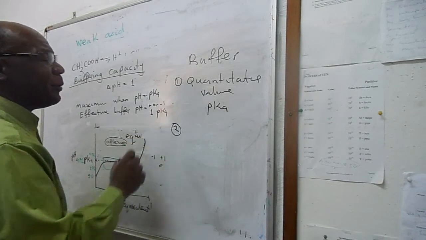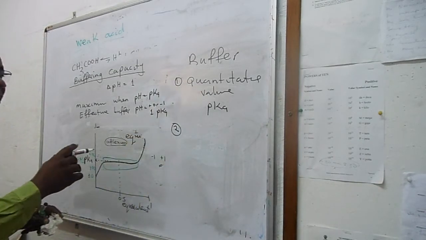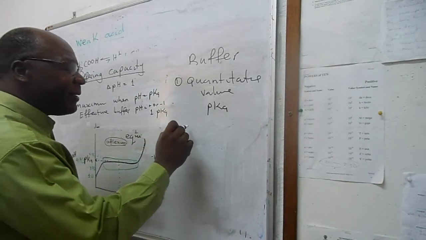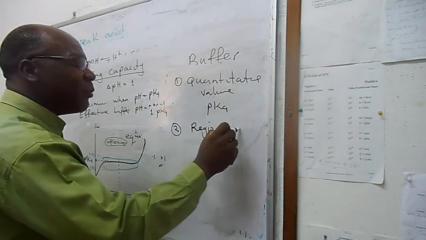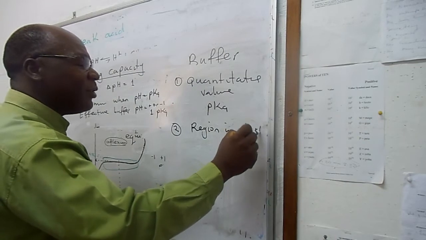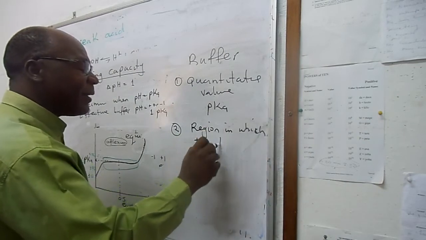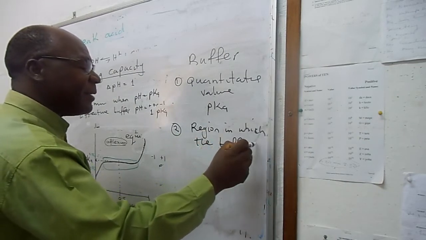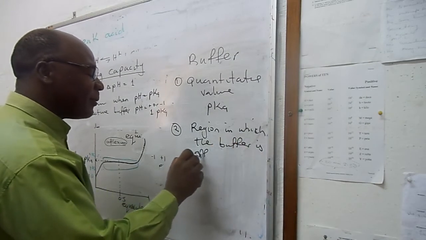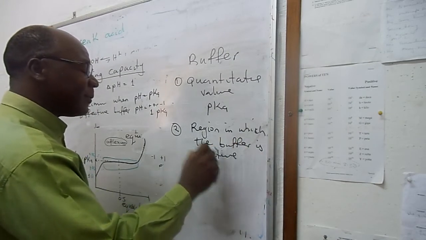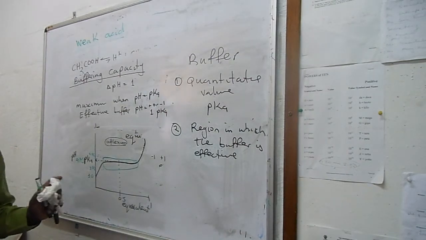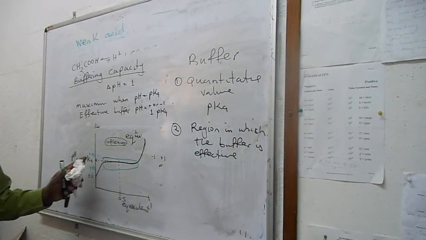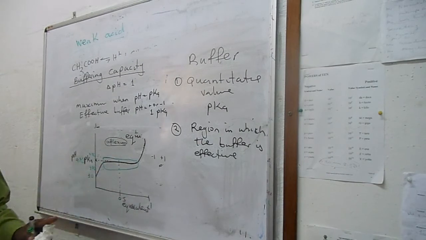Second, from the titration curve, we can also get the region in which the buffer is effective. We can get the buffering region.